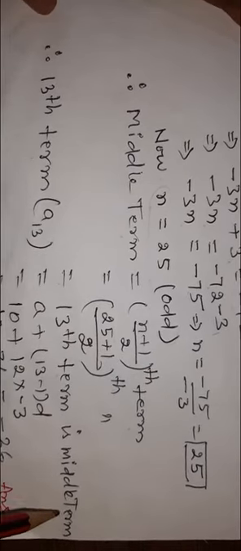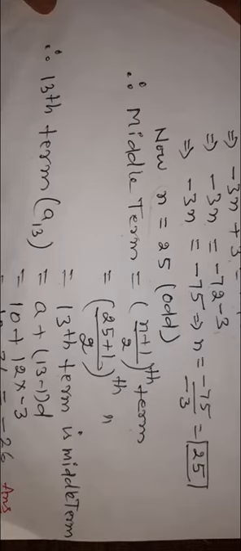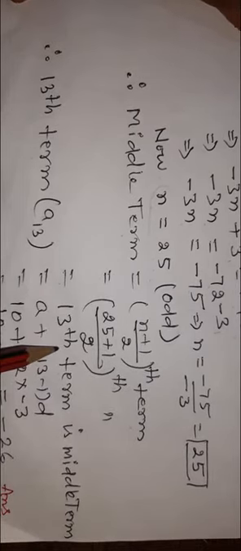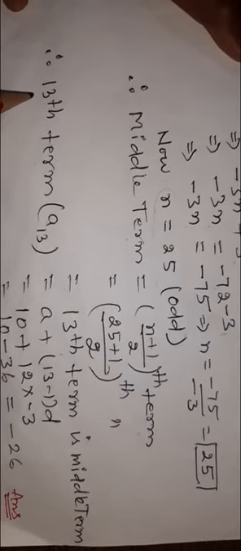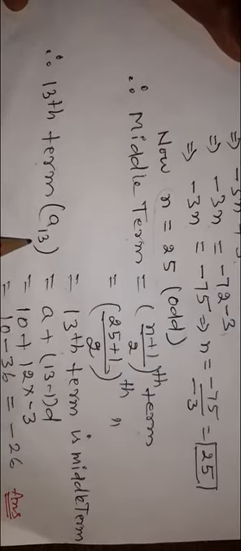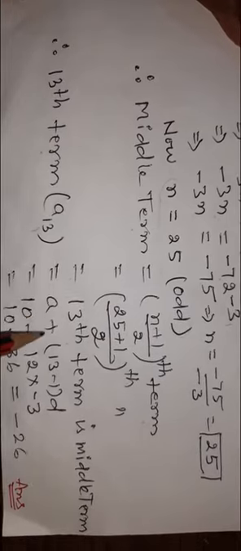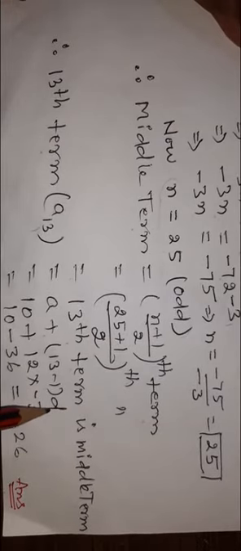Understood? So find what will be the number at the place of the 13th term. For this you have to use the formula for the 13th term. a13 is equal to a plus (13 minus 1) into d.